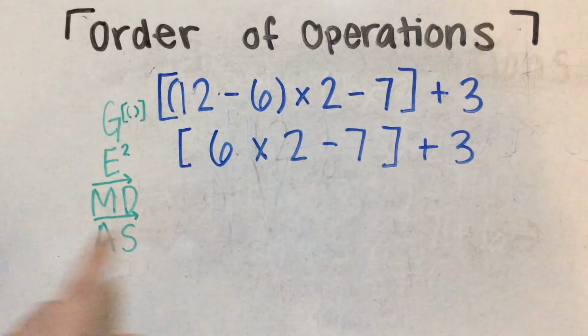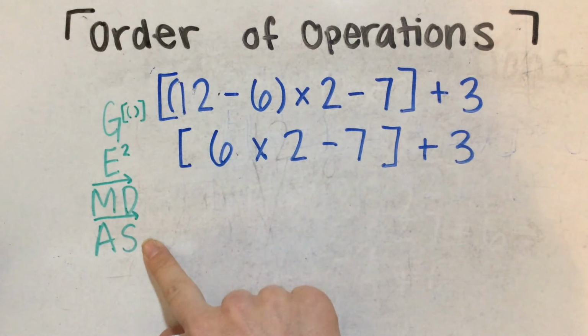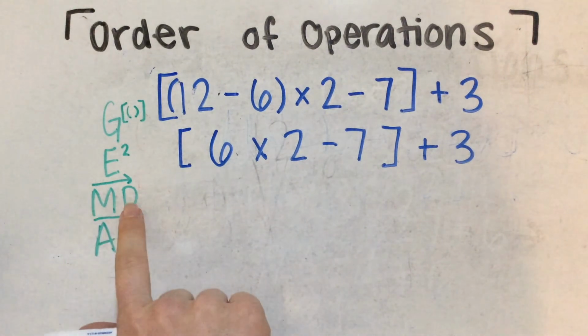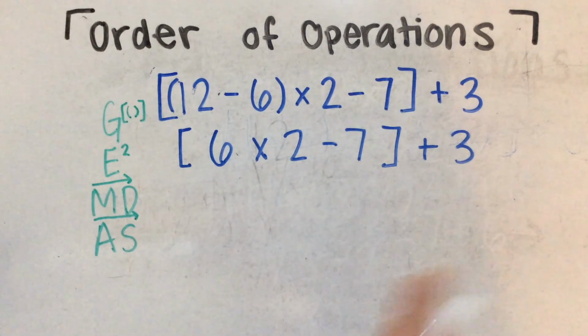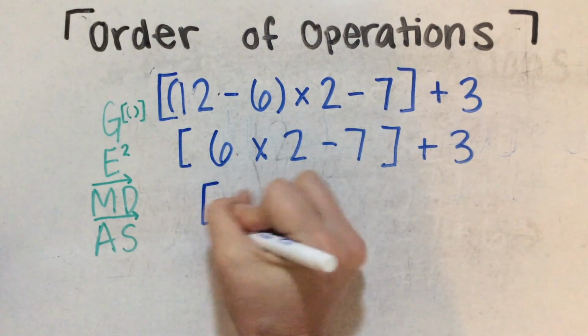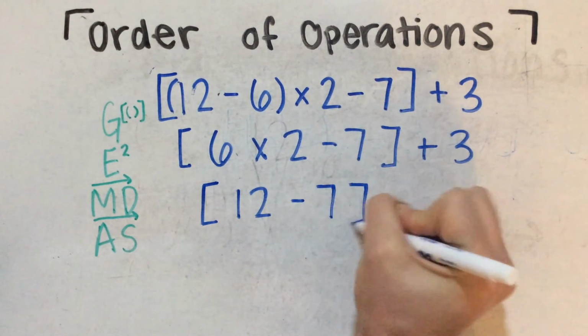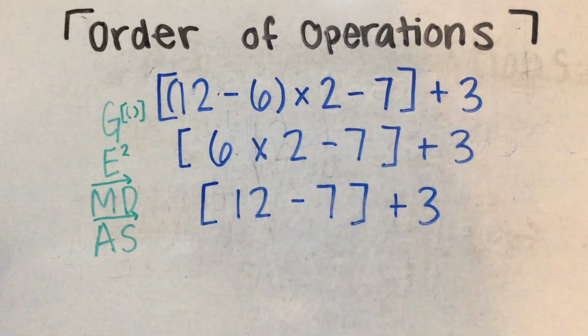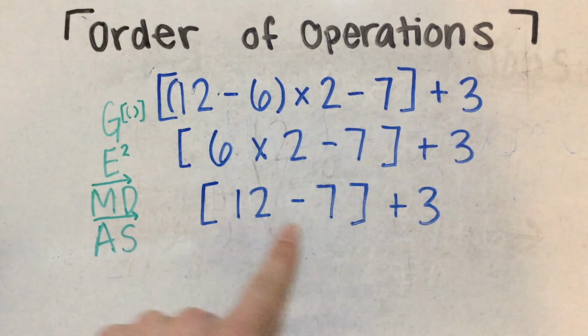Okay, and then inside these grouping symbols, we still need to work with order of operations. So we need to do the multiplication or division before the addition or subtraction. So we would solve 6 times 2 first, keeping the brackets, giving us 12 minus 7 in brackets plus 3. So now, last thing in our grouping symbol, 12 minus 7.